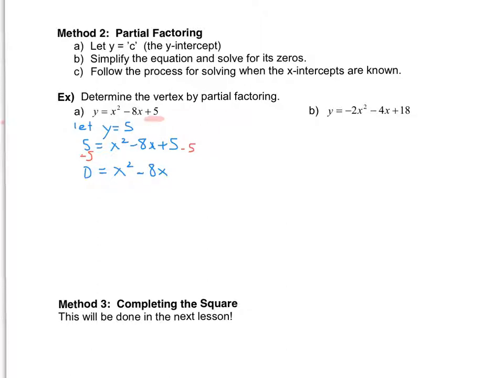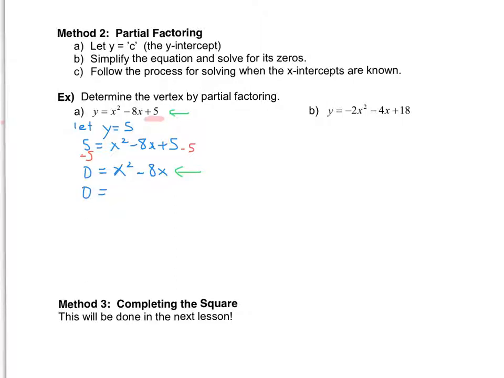All right, so part B says simplify the equation, which I have just done, and solve for its zeros. So I'm going to solve this quadratic equation that I have right here. It is not going to give me the zeros of the original. What it's going to give me is the x values that have that original parabola having the y value equal to 5 in this case, because 5 was the y-intercept.